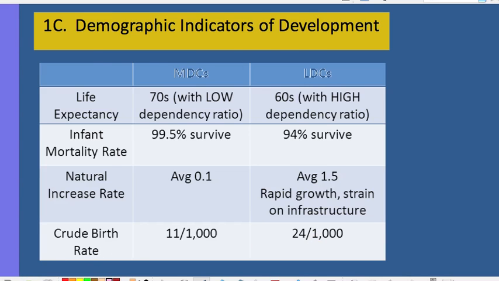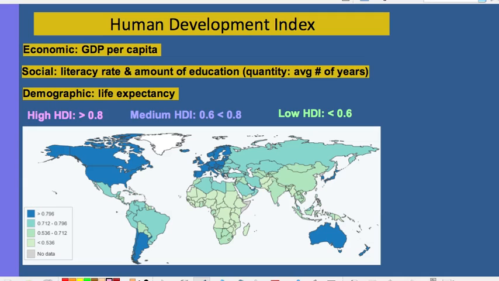So looking at the Human Development Index, there are 4 indicators that are used. One is the economic, this is your GDP per capita. This is going to be important because you're going to be using this information from the U.S. Census or United Nations website. The social is literacy rate, right? And the amount of education. So this is your quantity, the average number of years the person is in school. And the last one is demographic. We're going to look at life expectancy.